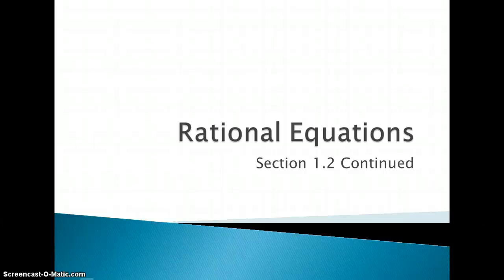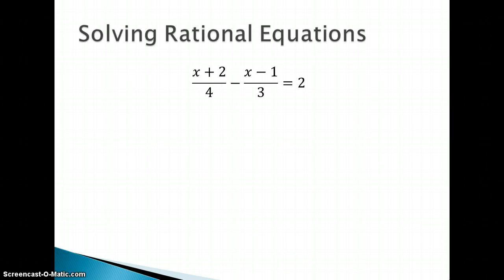So we ended class talking about fractions, linear equations with fractions. We're going to step that up, but use those same ideas to talk about rational equations. So just finishing off this section, if you remember, we ended with a problem similar to this, solving equations with fractions.